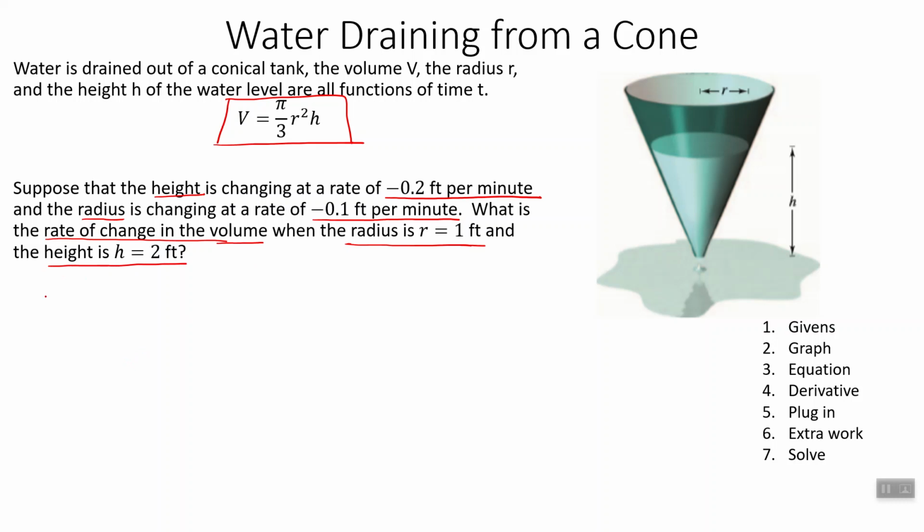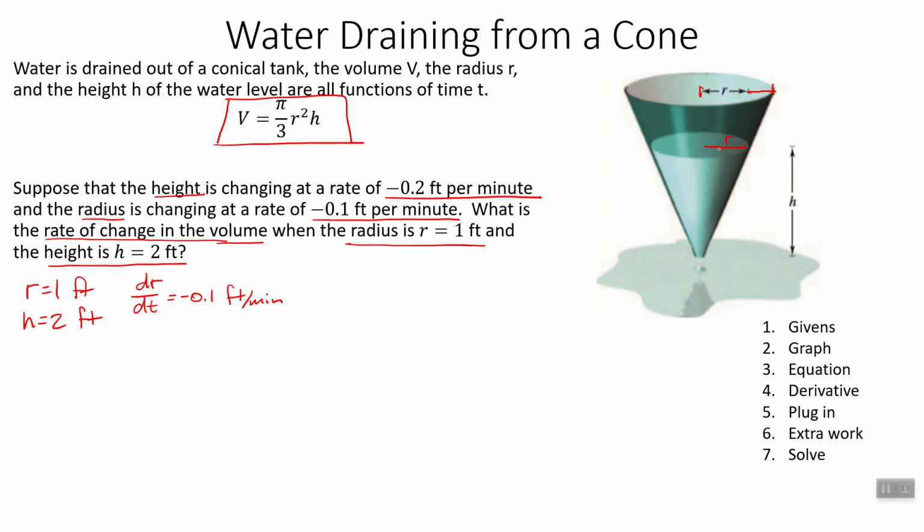All right, so I underlined my givens here, but I'm going to go ahead and write them again. So we got r equals 1, and that is foot. We've got h equals 2, and that is also feet. We've got a rate of change in the radius, so that is dr/dt. It is negative 0.1 feet per minute, which makes sense. If the water's draining out, this radius here is smaller than the radius was up here to start, which would go all the way across there.